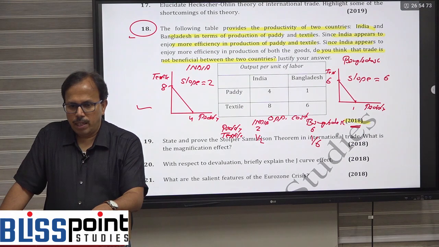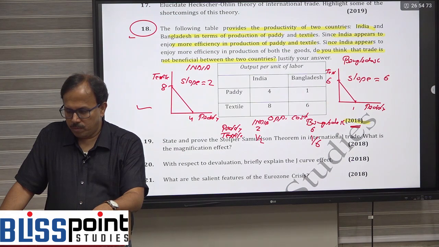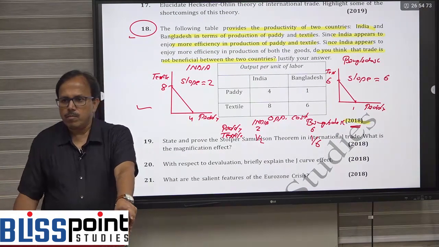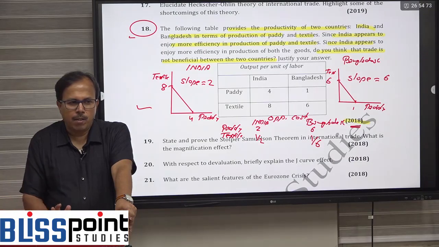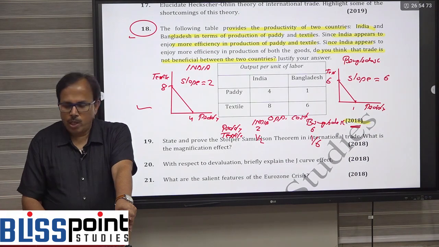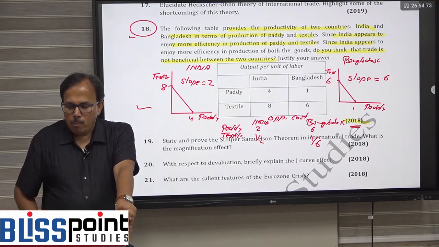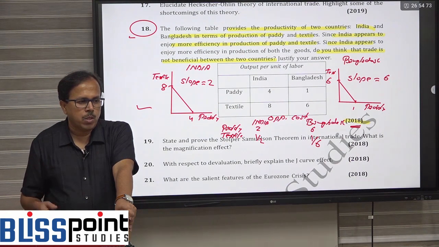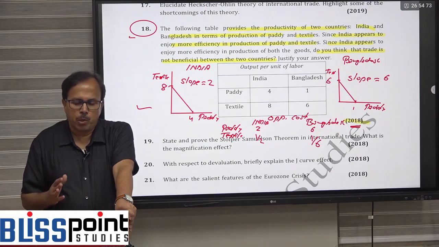As in India, 1 unit of labor produces more of both products.